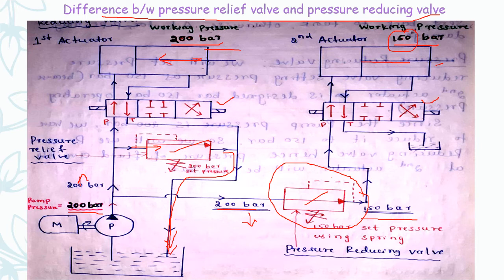If the system pressure is more than the set pressure, your pressure relief valve will open and the excess fluid will flow back to the tank. Now if the same pump is used to operate some other system, and the system has a pressure less than the pump pressure, in order to reduce that pressure, a pressure reducing valve is used.